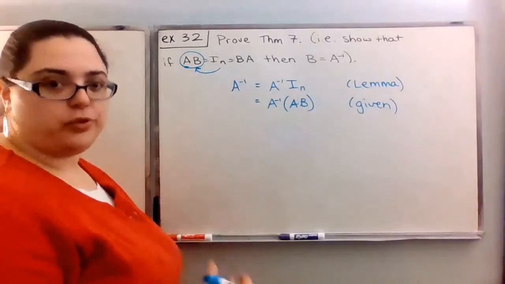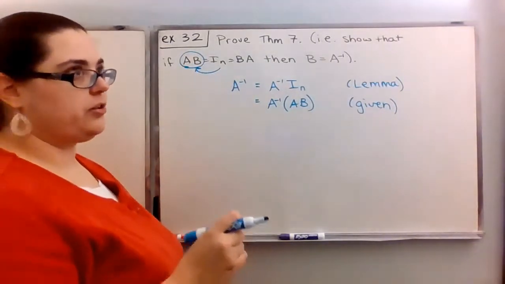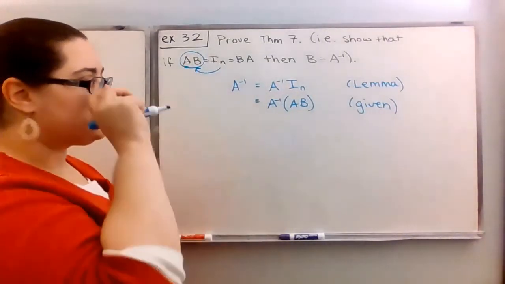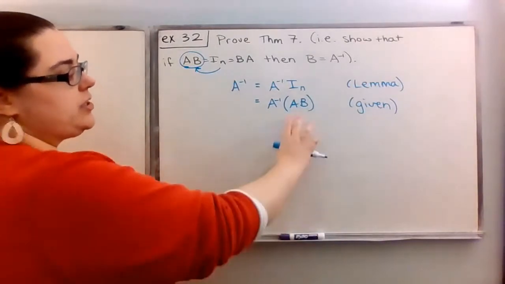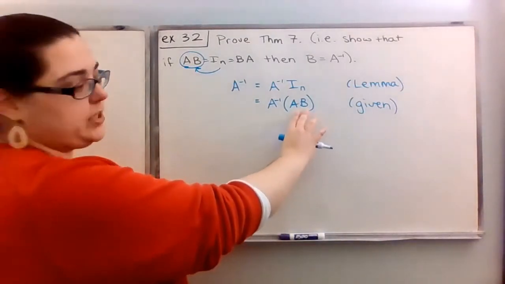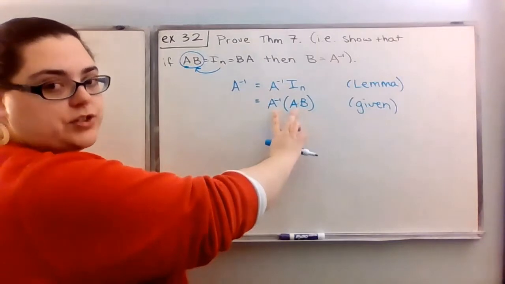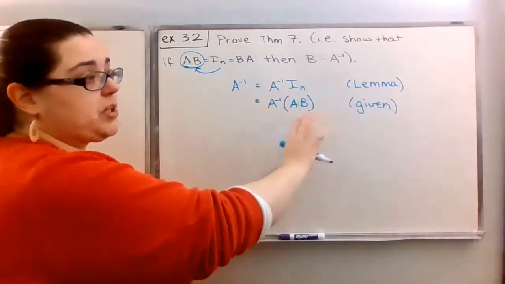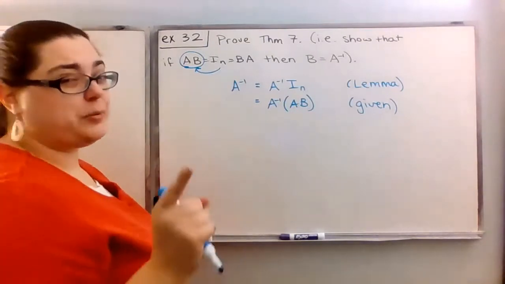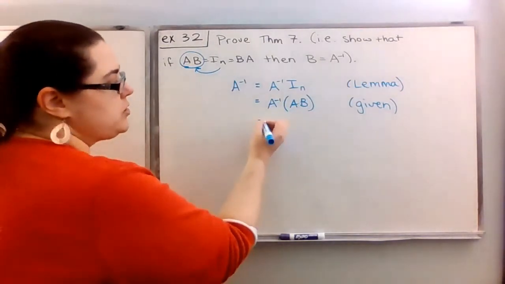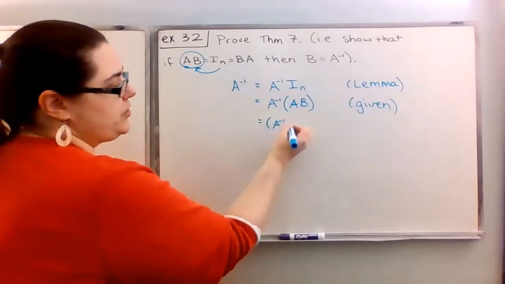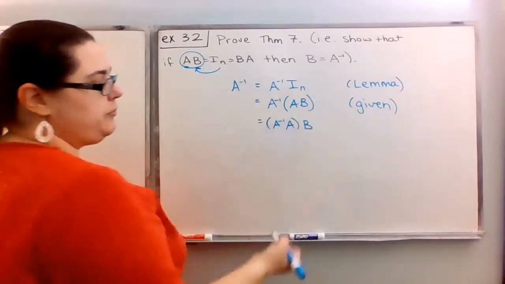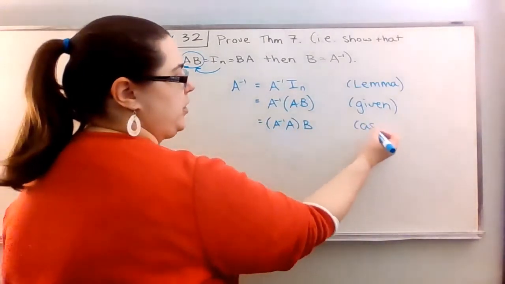Now, since we're writing a proof, we don't want to be too hasty with our notation. We want to take it carefully. So what I would like to do is, instead of having the A and B grouped together, I want the A and the A inverse grouped together. We can do that because matrix multiplication is associative. It's not commutative, but it's associative. So we can regroup to get A inverse A times B, and that's the associative property.